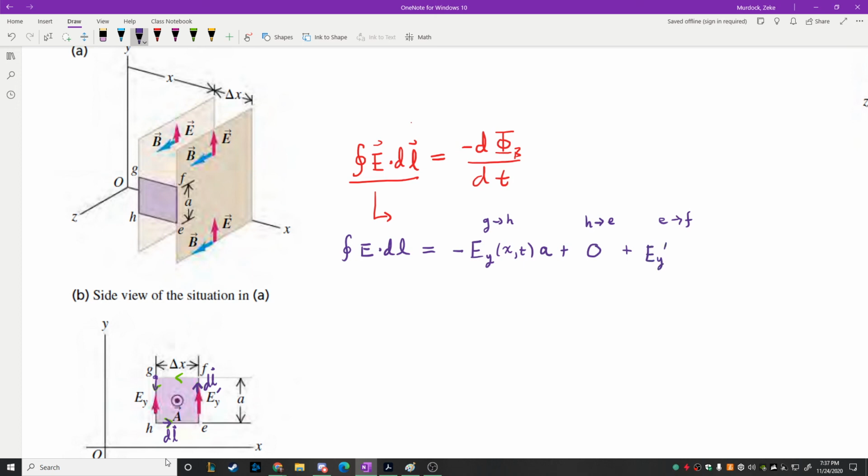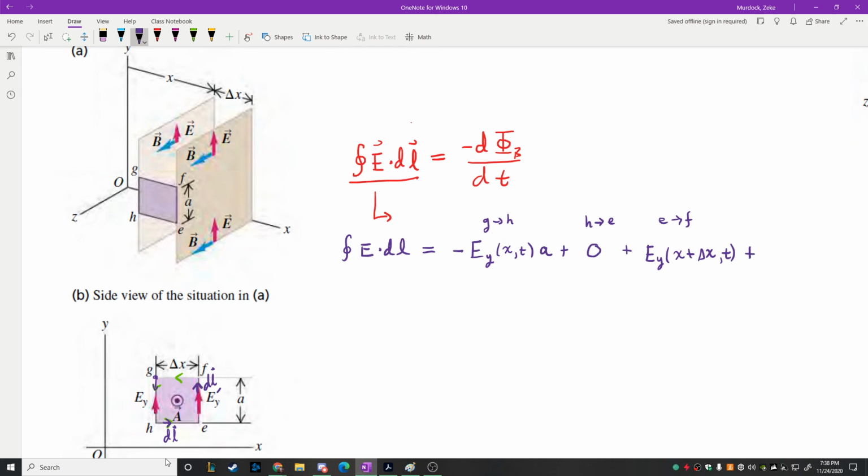But I'm going to write this in a different way. Instead of just calling it Ey prime, I'm going to say it's the value of the electric field, the y component, at a position of x plus delta x, but evaluated at the exact same time, t. It's two consecutive wavefronts, and we're doing the integral at the values that they have at the same time, t in this case.